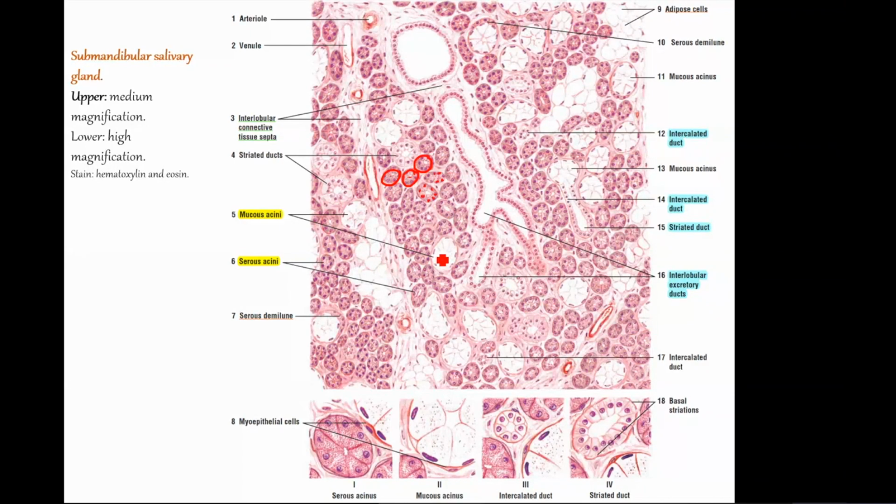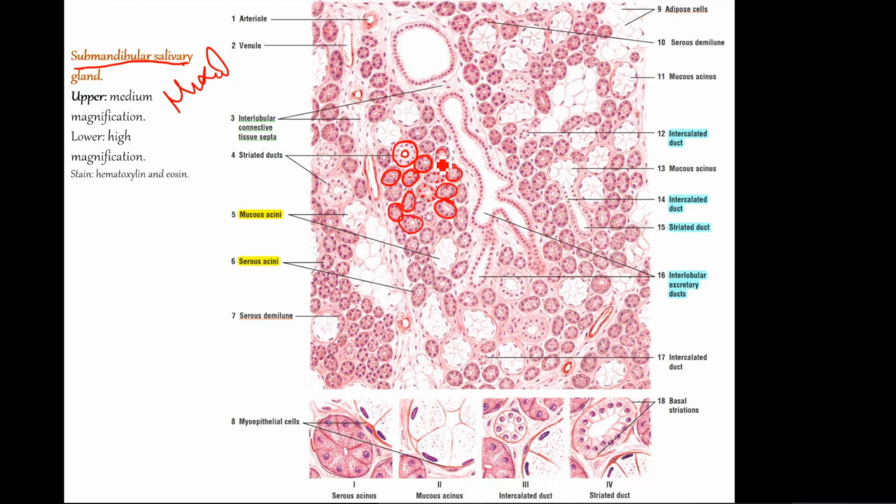And look at this lobule. Here is the striated duct, pale in color, with a wide lumen. But yes, we mentioned the submandibular salivary gland is mixed. So there are many serous, mainly serous.